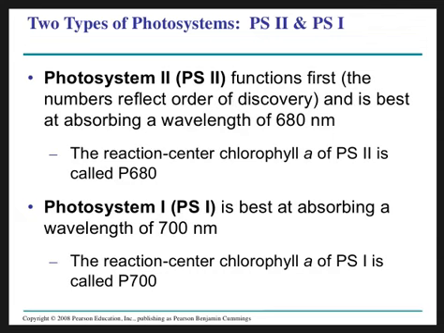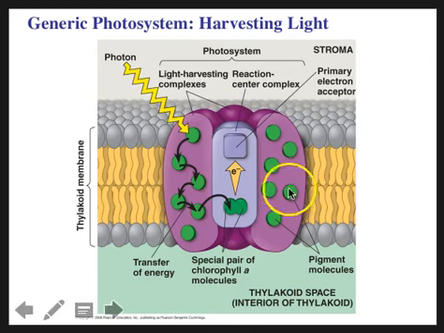But basically what's going to happen is photosystem 2, or PS2, is going to react first. And what it does, it's best at absorbing light that's a wavelength of 680 nanometers. Okay. Photosystem 1 absorbs light at a wavelength of 700 nanometers. Okay. Chlorophyll A in a photosystem 2 gets excited with 680. If you're chlorophyll A in a photosystem 1, you want wavelength 700.